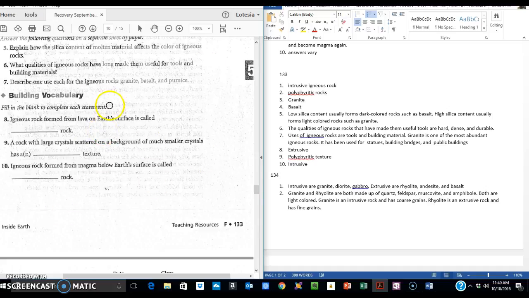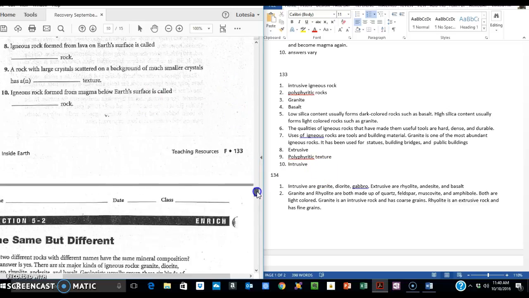Number 8 through 10 is fill in the blank. Again, the information is going to come from the passage. Number 8, igneous rocks that form from lava on the Earth's surface. Remember, if they're on the Earth's surface, they have exited the crust. So that's going to be an extrusive igneous rock. Number 9, the rock with large crystals scattered on the background of much smaller crystals has a blank texture. The texture that was described in your passage was porphyritic texture. And then 10, igneous rocks that form from magma below Earth's surface, which is going to be on the inside, is going to be intrusive. Alrighty.